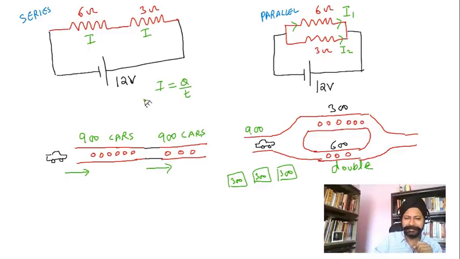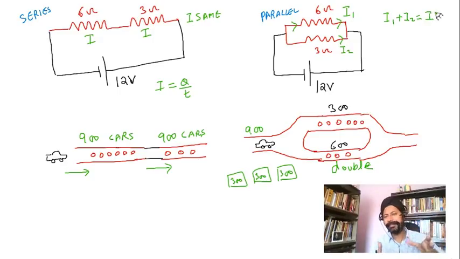Okay, so let's summarize what we said just now. We said the current is the same here. But in this case, current is dividing. I1 plus I2 has to be equal to I. It divides. It may be equal also.